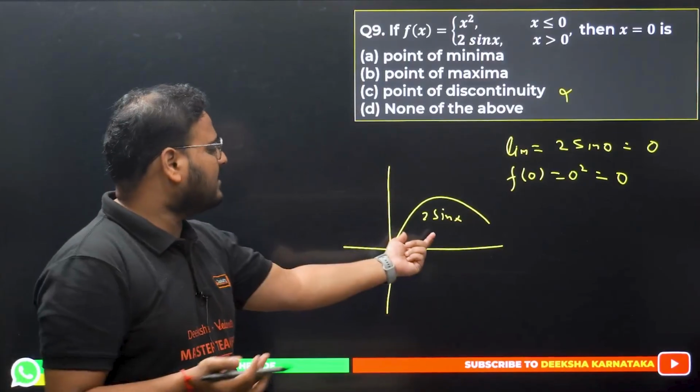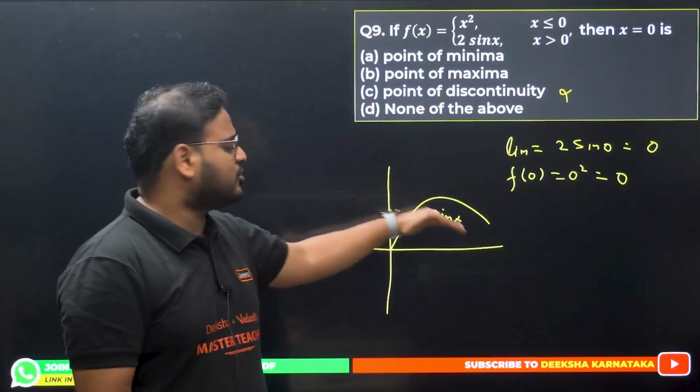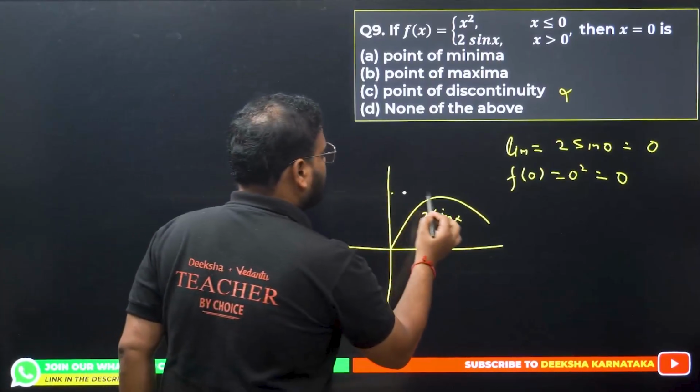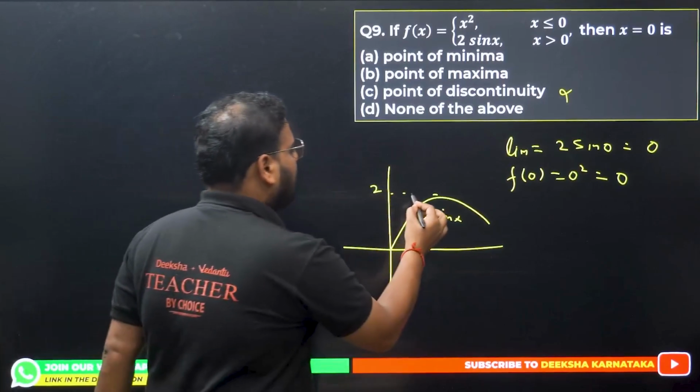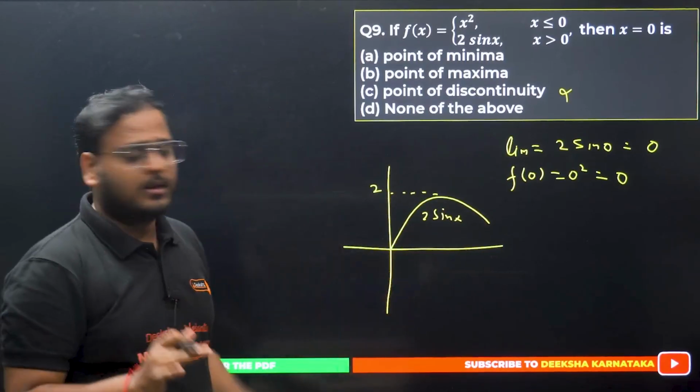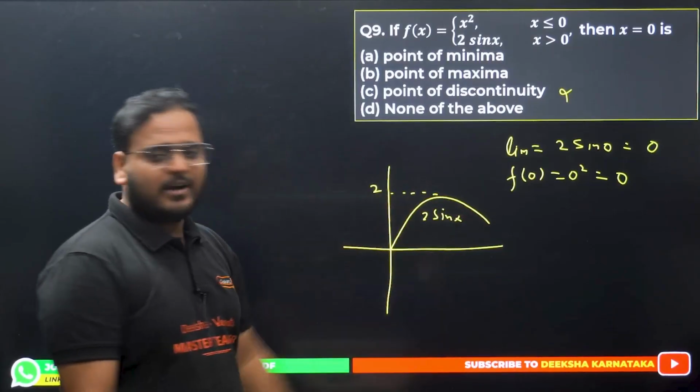Sir, the graph is like this for sin x. Multiply by a constant, it doesn't matter. The nature of the graph will not change. Of course, this value will become equal to 2. So what? Will the graph change? No. The graph nature remains the same, 2 sin x, as it is. So I have this as my graph. 2 is the peak value.